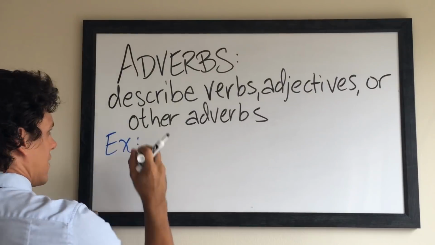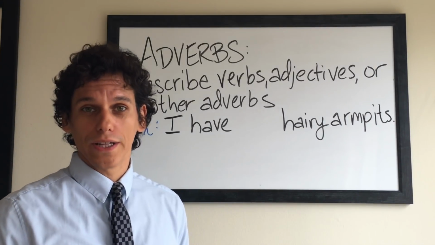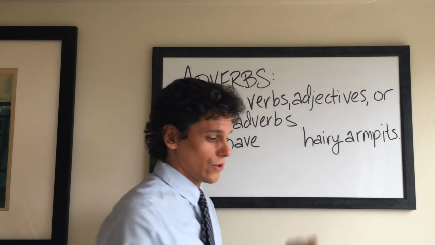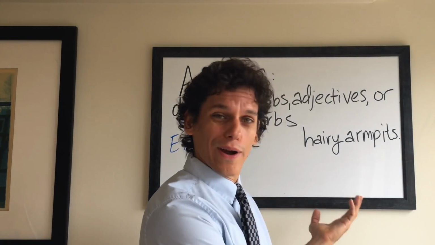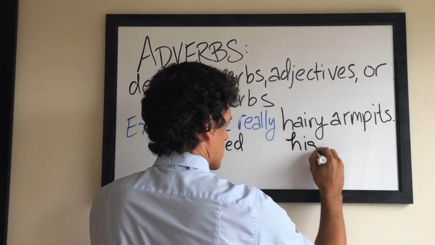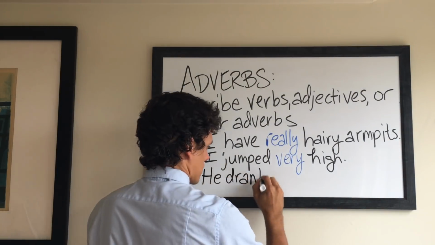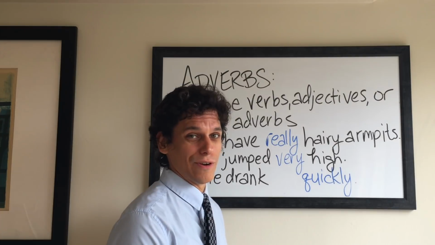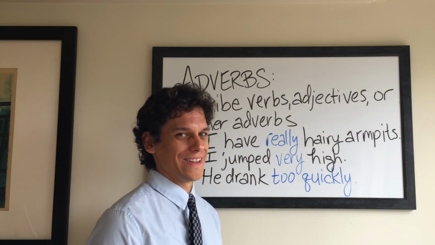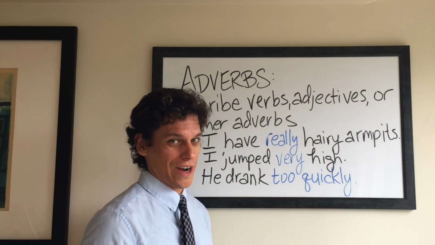So here we go. I have hairy armpits. I actually do, that's true. Hairy is our adjective. So if we now describe hairy, how hairy are they, Andres? That's our adverb. I jumped high. How high did you jump, Andres? Very high. How did he drink? Quickly. Adverb. Too quickly. Sorry, buddy. Adverb. Because it's describing how quickly he drank.